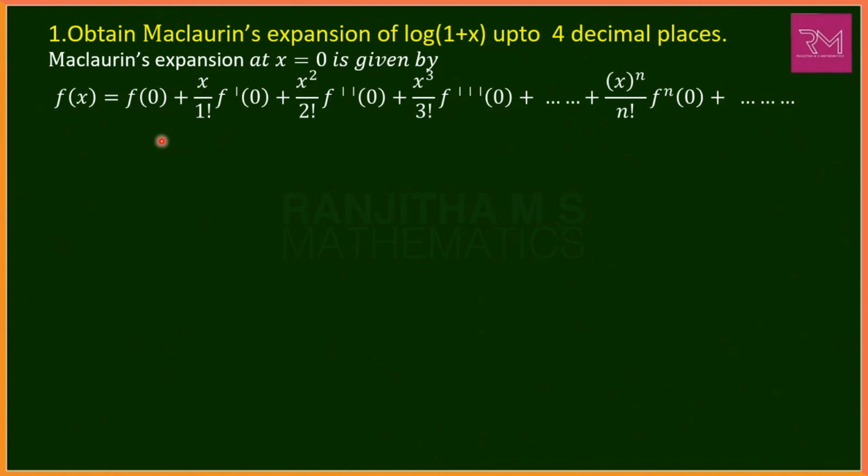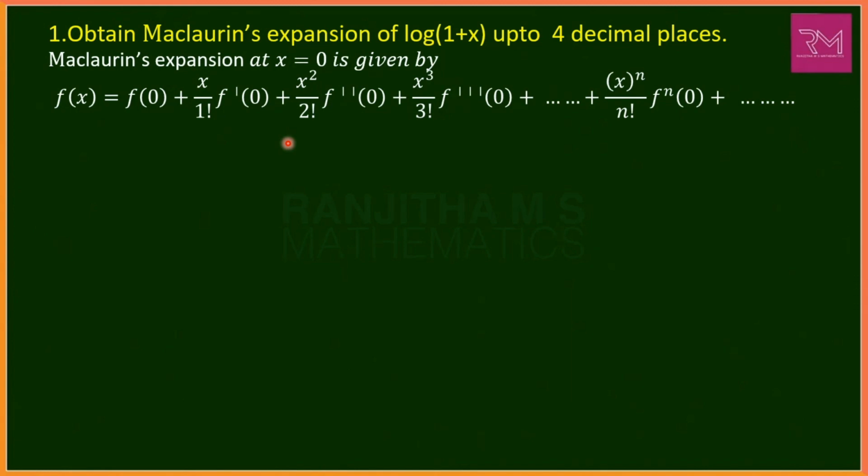Maclaurin's expansion at x equal to 0 is given by f of x equals f of 0 plus x by 1 factorial into f dash of 0 plus x square by 2 factorial into f double dash of 0 plus x cube by 3 factorial into f triple dash of 0 plus and so on, x power n by n factorial into f power n of 0 plus and so on. This is Maclaurin's expansion at x equal to 0.